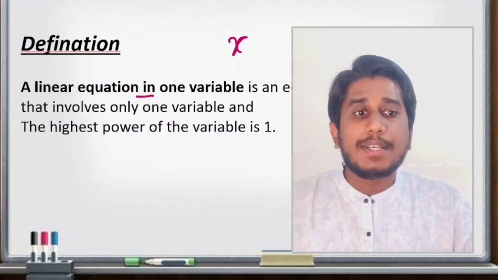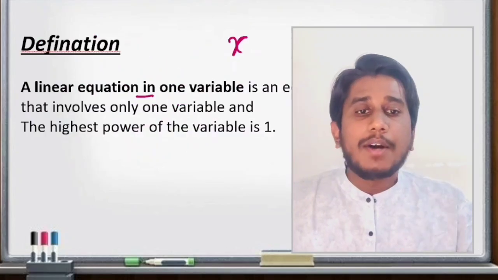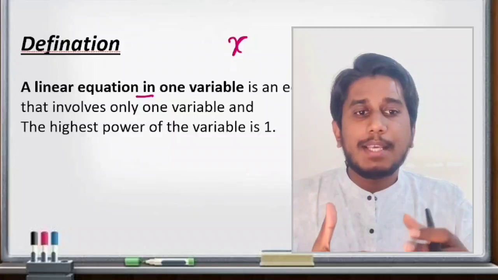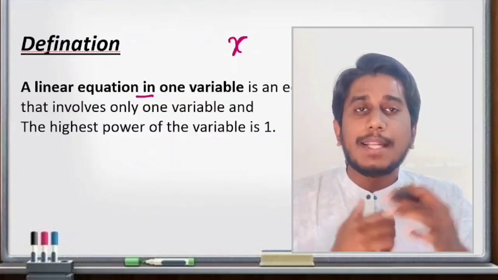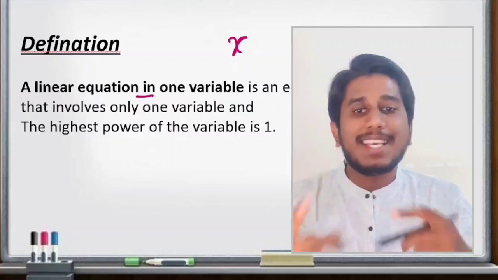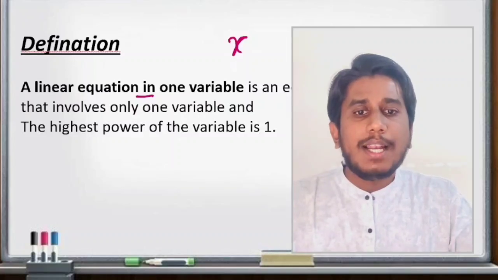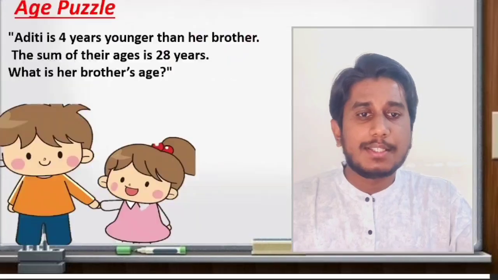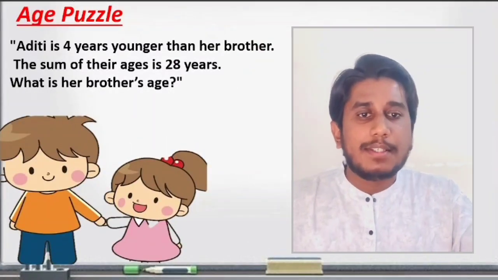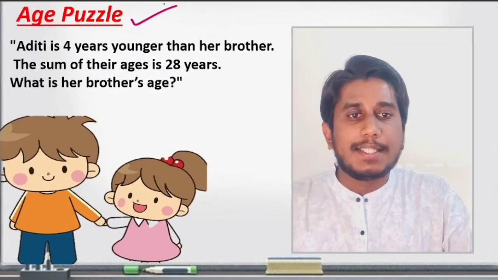Now we are discussing the definition. What does the definition say? Once again, a linear equation in one variable is an equation that involves only one variable, and the highest power of that variable is 1. Let me give one example. See children, this is the age puzzle we are discussing.